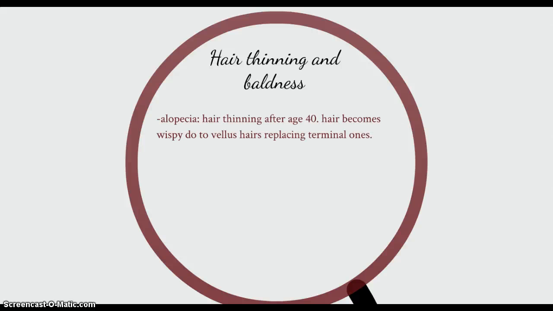So, hair thinning and baldness. Alopecia is just hair thinning after age 40. So I mean, it's normal. It's not like you're completely balding. It's just hair thinning after age 40, and vellus hairs start replacing the old terminal ones. And alopecia usually starts anteriorly and heads all the way back. Then the next one is true or frank baldness.